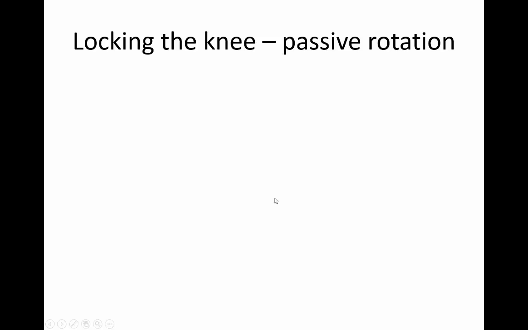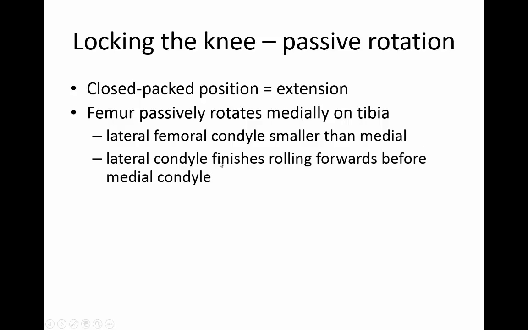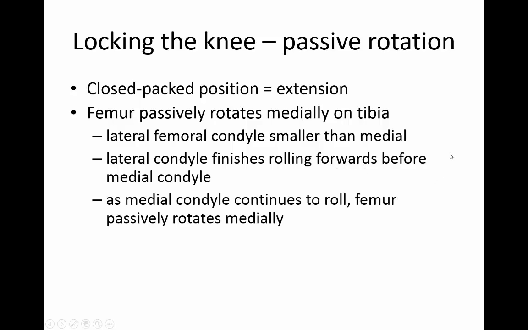Locking the knee is a passive rotation. The closed pack position is in extension. So to lock the knee, the femur passively rotates medially on top of the tibia. This is because the lateral femoral condyle is smaller than the medial condyle. That means that the lateral condyle is going to finish rolling before the medial condyle. The medial condyle will continue to roll, and the femur is going to keep rolling and rolling towards the medial side. Have a look at the following demonstration for an example of how this works.